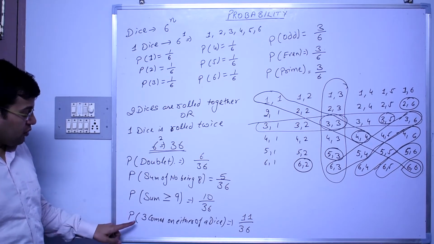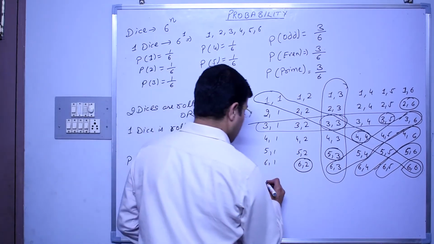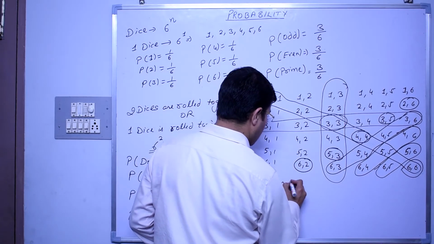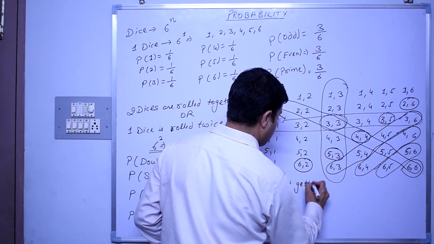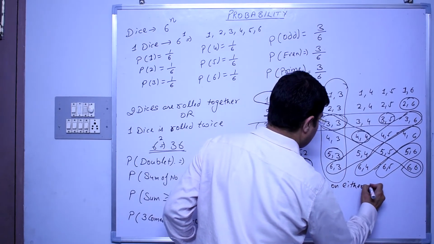Now if they ask you in which the 3 does not come on either dice, so the probability of not getting 3 on either of the dice.